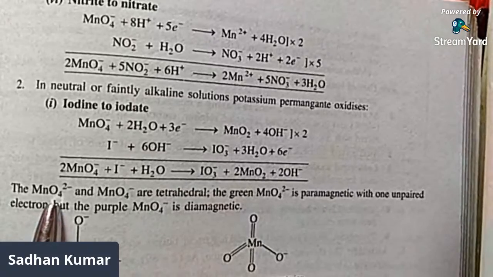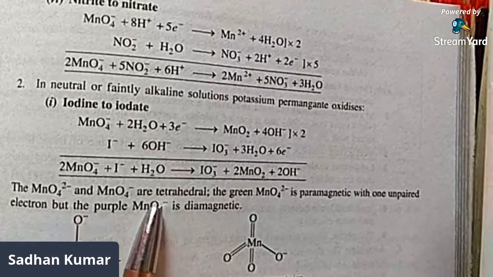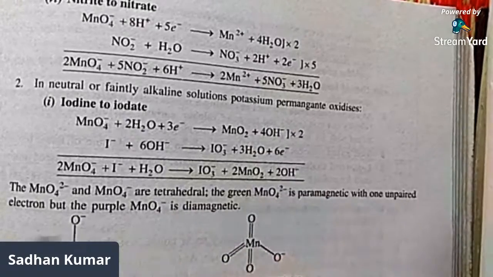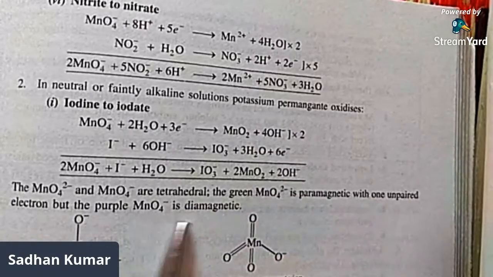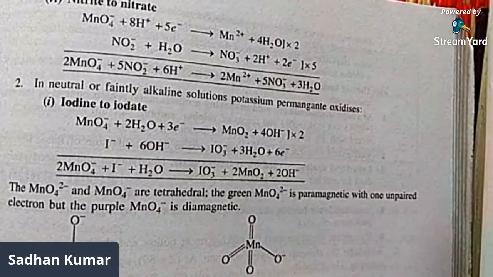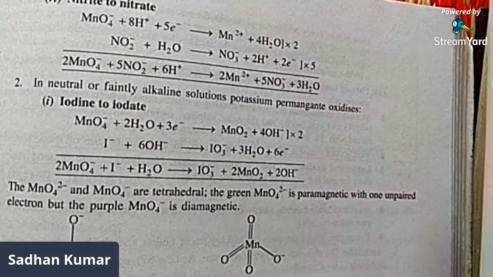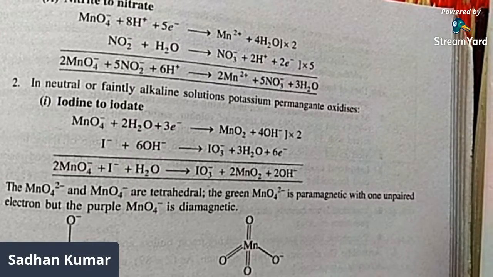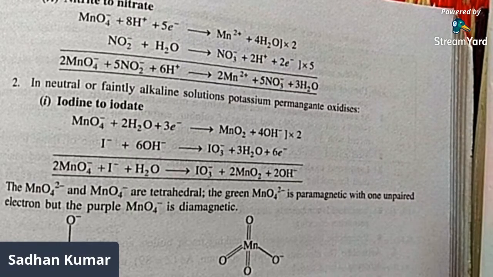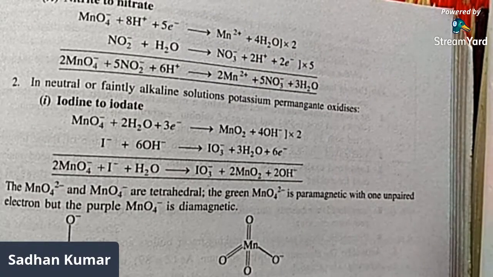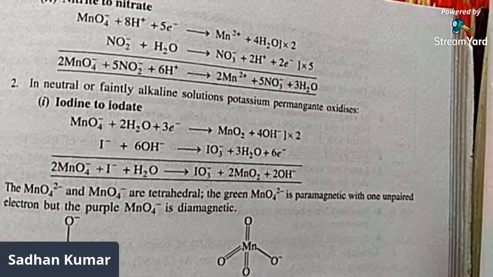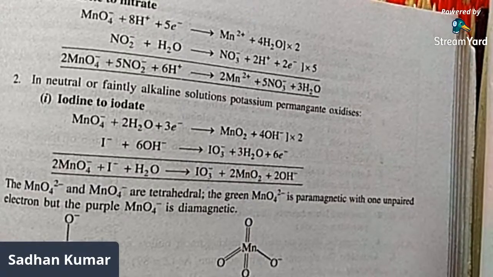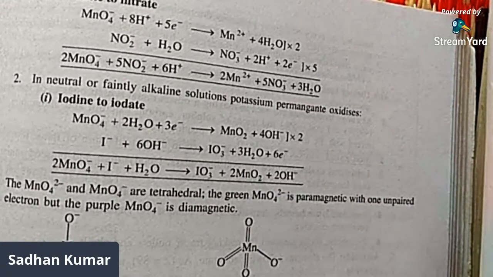The manganate and the permanganate are tetrahedral. The green manganate is paramagnetic with one unpaired electron, but the purple permanganate is diamagnetic. So just remember, permanganate is diamagnetic, but manganate is paramagnetic in nature. One is paramagnetic, the other is diamagnetic.